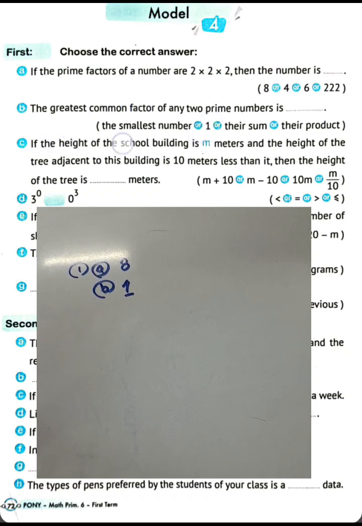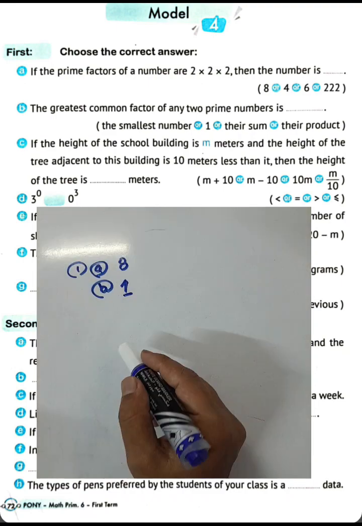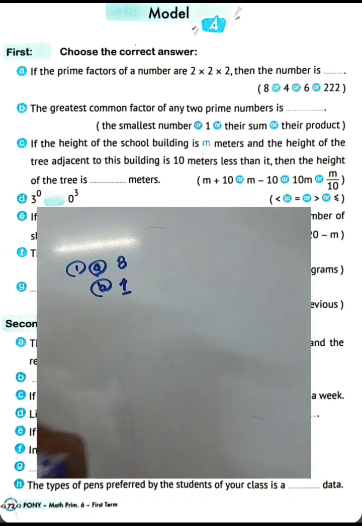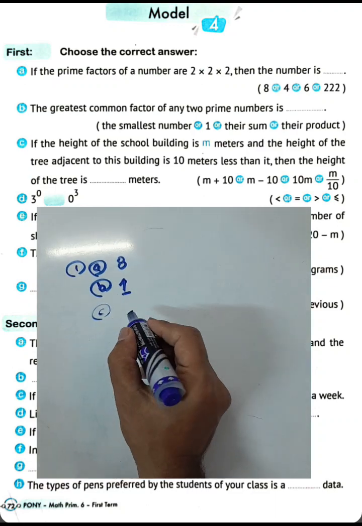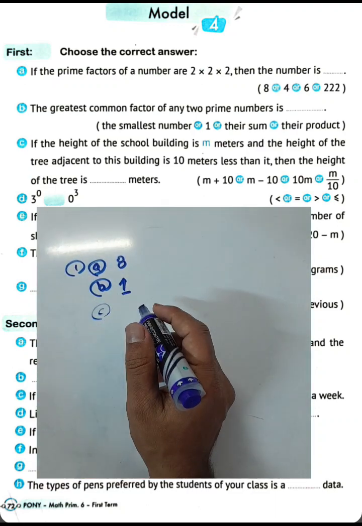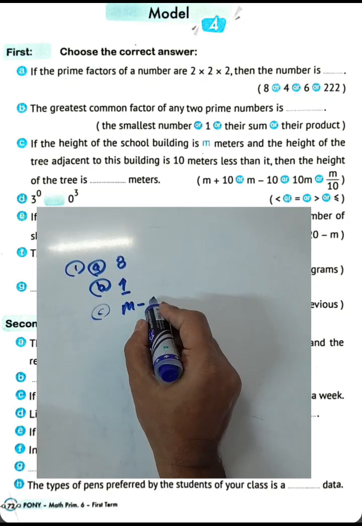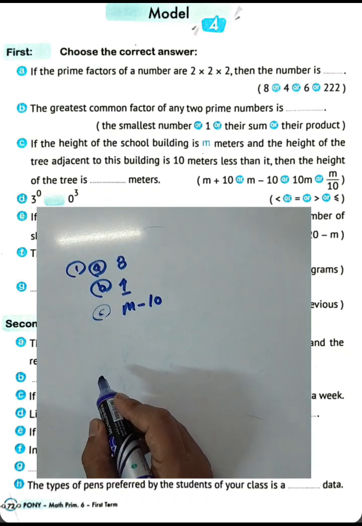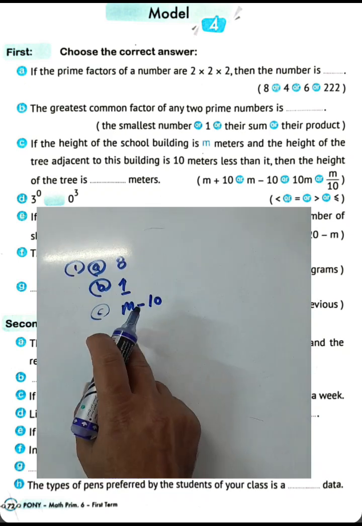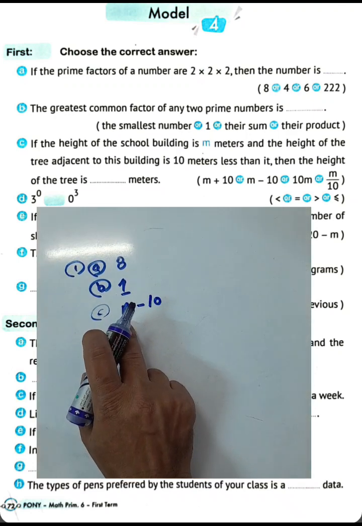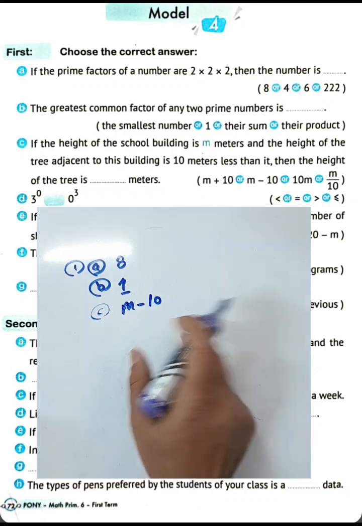Question letter C, if the height of a school's building is m meters and the height of the tree adjacent to this building is 10 meters less than it, then the height of the tree will be blank meters. We can find it by using subtraction. Less than means subtract from it by 10. So the height of the school building subtract 10 meters gives the height of the tree. The height of the tree will be m minus 10. M is the height of the school building, and 10 is the difference between the two lengths.